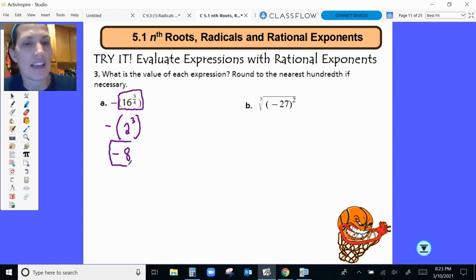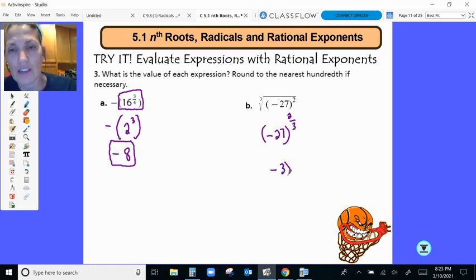So it's actually -8. Be careful with those negatives, whether they're inside the radical or inside the parentheses or not. Like this one over here is -27, and I'm going to write this as 2/3. And then I'm going to take the cube root of -27, and that's going to be -3 squared, which is now +9.